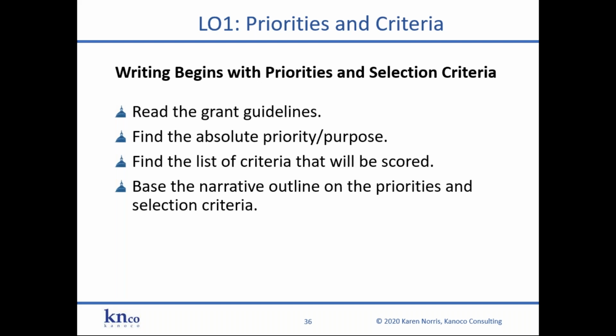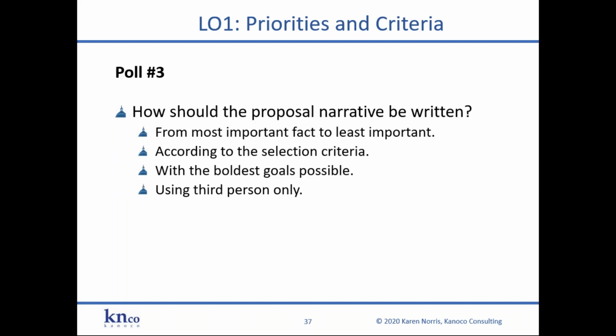They'll be in the grant guidelines. Now that you know some of the vocabulary, you can better search for them. You want to absolutely find the absolute priority. You want to find the list of criteria that's going to be scored. And then you're going to base the narrative outline on the priorities and the selection criteria and make them bold headers so the reviewers can find them easily.